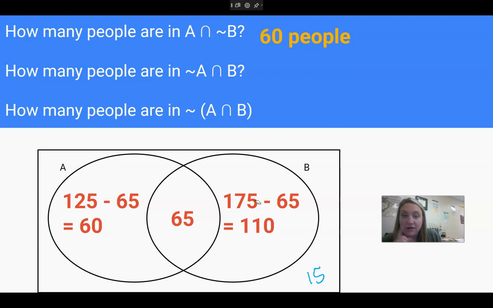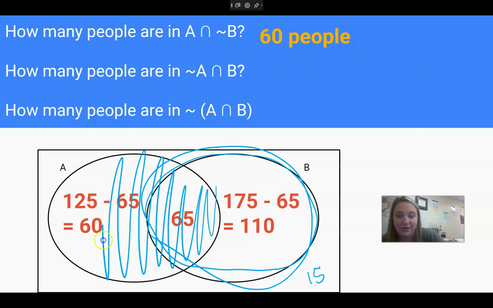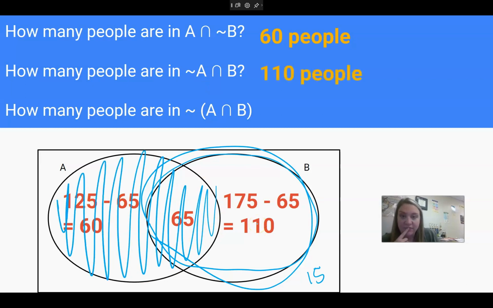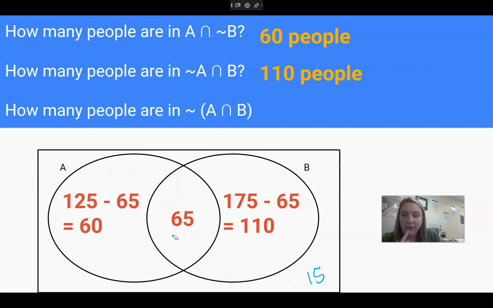How many people are in not A and B? Okay, so again, we're including circle B this time, but it says and not A, so I cannot include A. That leaves me with just 110. All right. How many people are in not A and B? Okay, well, A and B is the intersection in the middle. So not that, we're going to take that away.